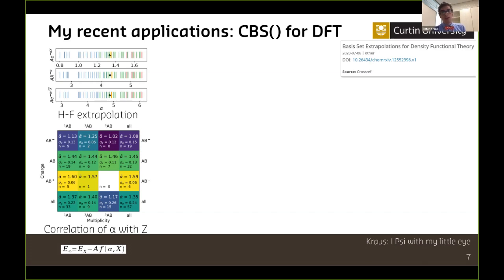The problem with extrapolating DFT is that it was thought that it's not really worth it from a time perspective. Correlation theory scales much slower and converges to the basis set limit much slower than Hartree-Fock. And the same was thought to be true for DFT, that DFT is similar to Hartree-Fock, so it should converge to the basis set much more quickly.